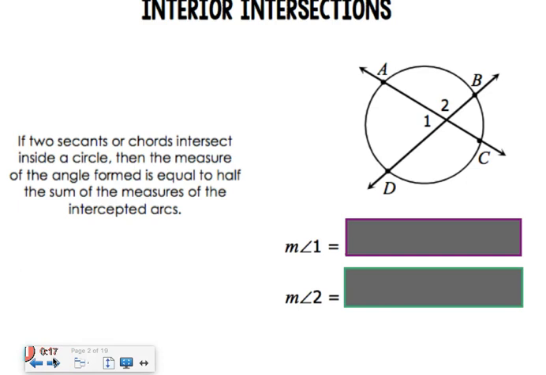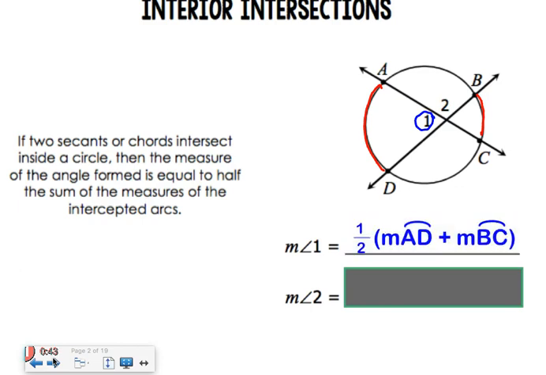It says if two secants or chords intersect inside a circle, then the measure of the angle that's formed is half the sum of the measures of the arcs. That's just a mouthful. What does that really mean? If I wanted to figure out what angle 1 was, I would take the intercepted arcs, that would be AD plus BC, add them up, and divide by 2, and that gives you the measure of angle 1. So when you're looking for an angle on the inside of your circle, you take those intercepted arcs, add them together, and divide by 2.